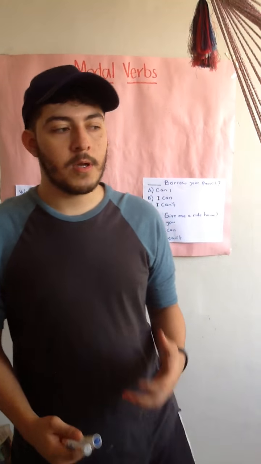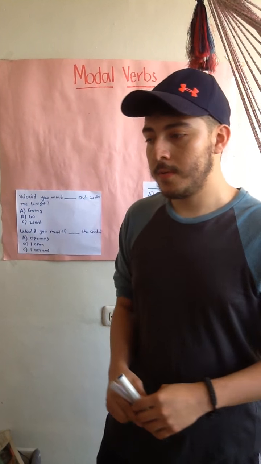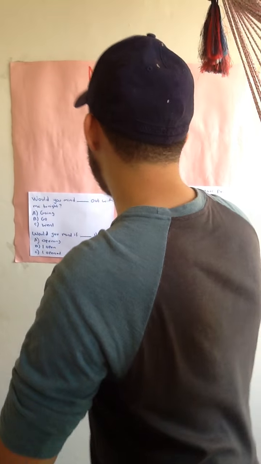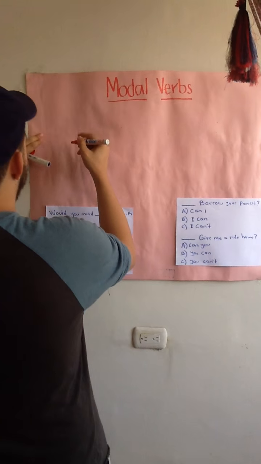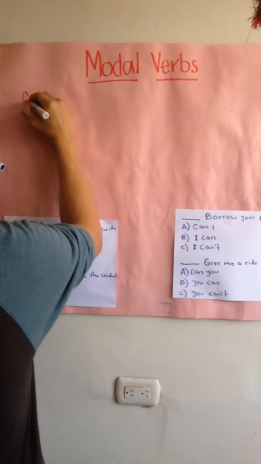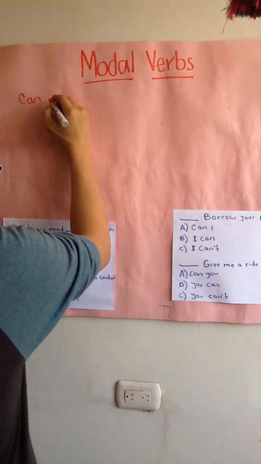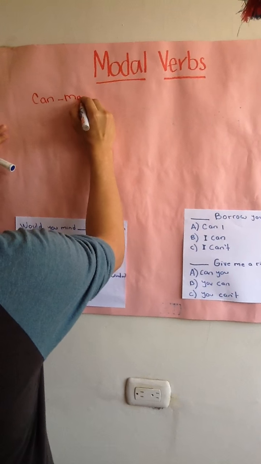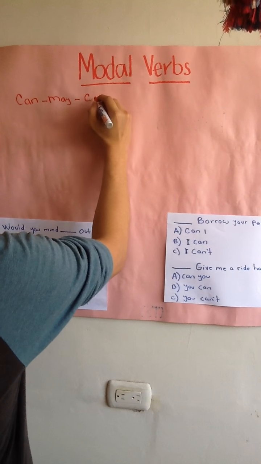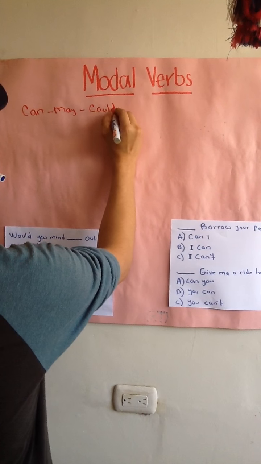Today I'm going to explain how we can use modal verbs to make a request. As you know, wherever we go, we need to be aware of the things we can use to make a request in a polite way. First, I'm going to show you the structure, and then I'm going to give you some examples so you can put that into practice. The main modal verbs used to make a request are can, may, and could.